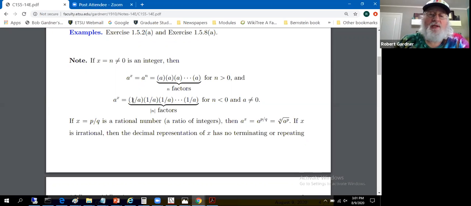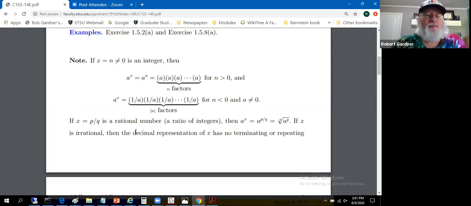So what we get is 1 over a times 1 over a times 1 over a, absolute value of n times. For example, if n was -3, we'd have 1 over a times 1 over a times 1 over a, 3 times. We'd have 1 over a cubed, as expected when the exponent's -3. So no problem raising any real number to an integer power, except for 0 to the 0, which is undefined. It's equivalent to dividing by 0, so you can't do that.